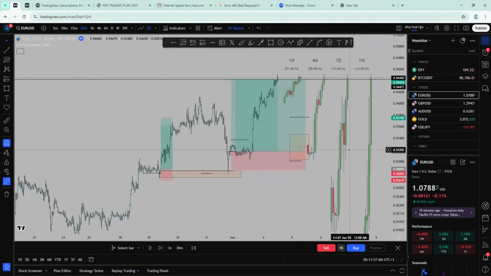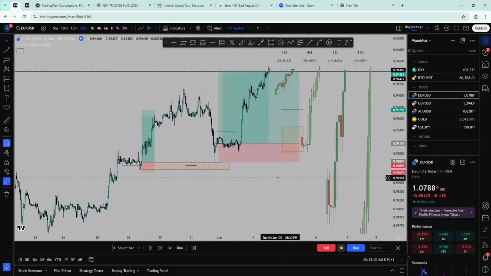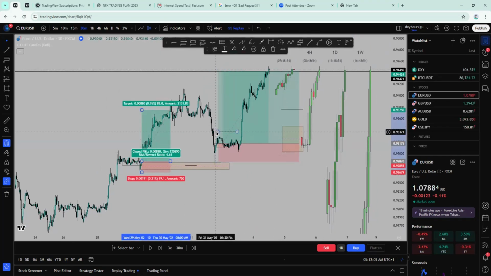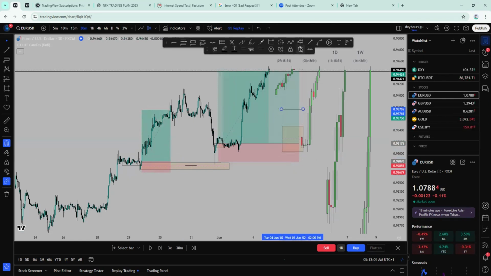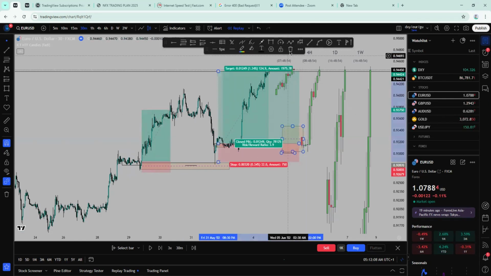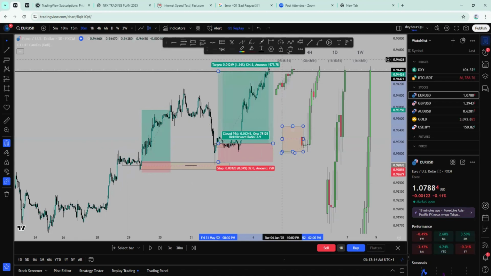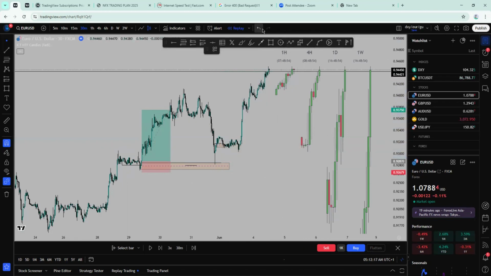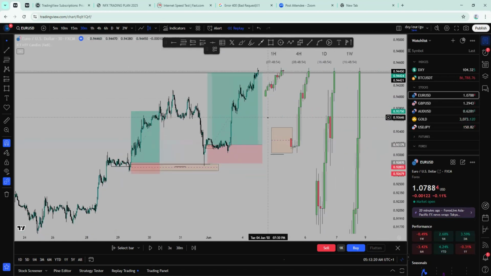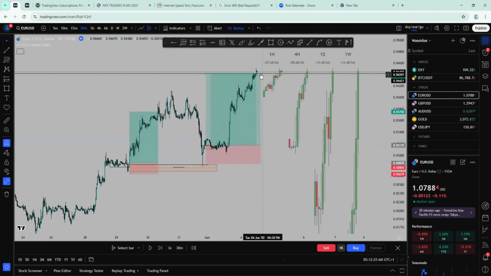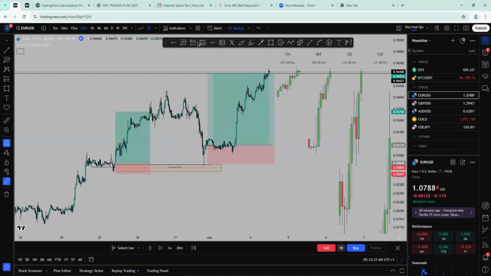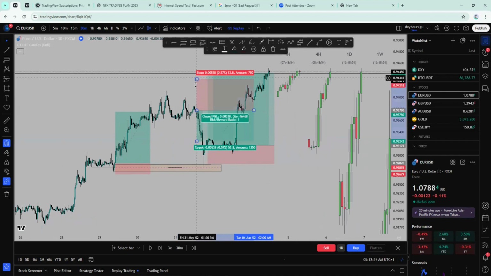I think that should be it. Okay, so I don't think we're gonna have a second session for today. I just have some stuff I need to handle. So we're not going to have a second session for today. We have to sell from here, from this fair value gap again, just stuff like that.